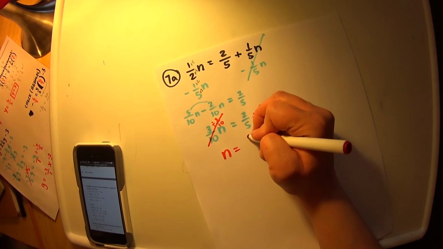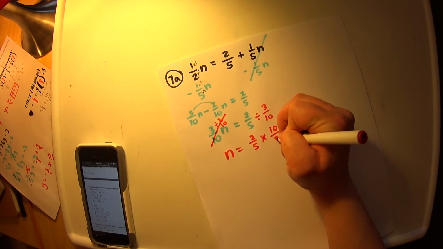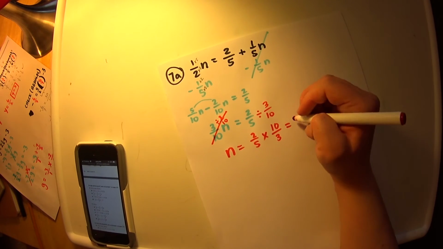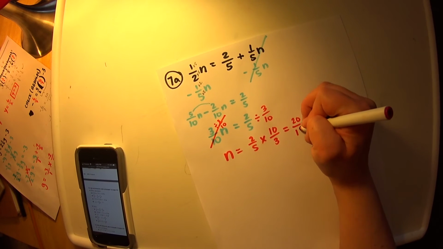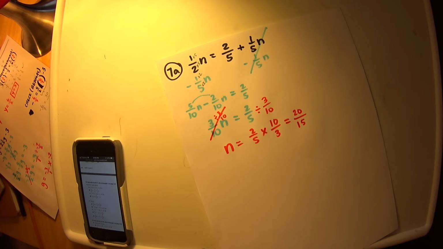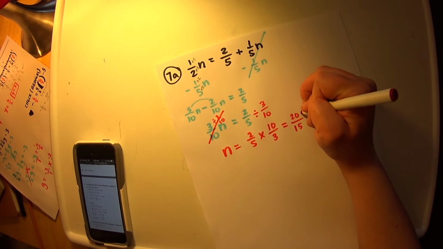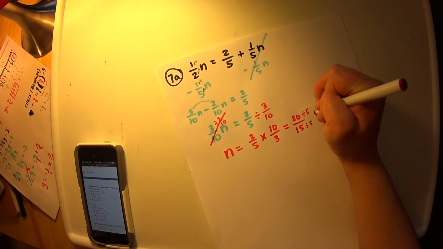Divide fractions: keep, kiss, flip. 2 times 10 gives me 20. 5 times 3 gives me 15. That's both improper, and there are common factors between both 20 and 15. These are both evenly divisible by 5, so let me start with that.